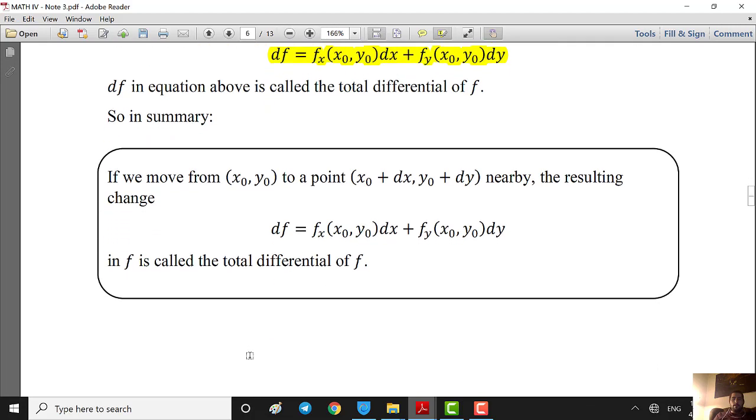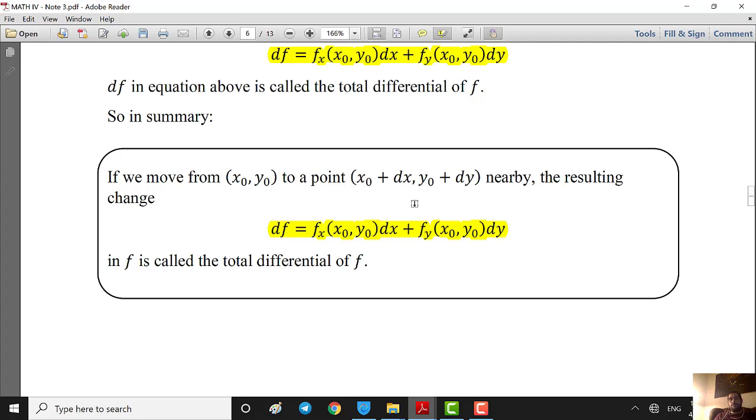Now, this formula, the formula for calculation of total differential, is a formula that gives you the estimation of change in the function f when its variables x and y change for a little bit.